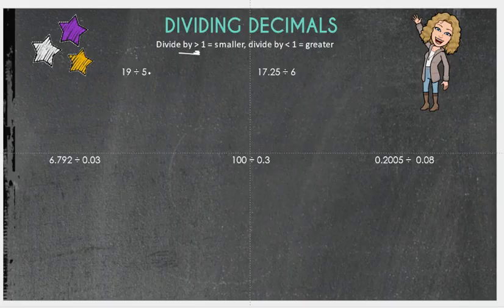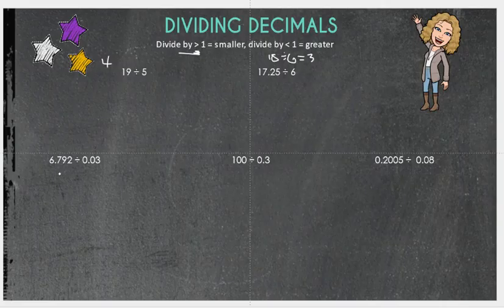So if we look at something like 19 divided by 5, we could say that this is about 20 divided by 5, so we could estimate that one decently to be 4. 17.25 divided by 6 over here, that's close to 18. So using compatible numbers, 18 divided by 6 is about 3.